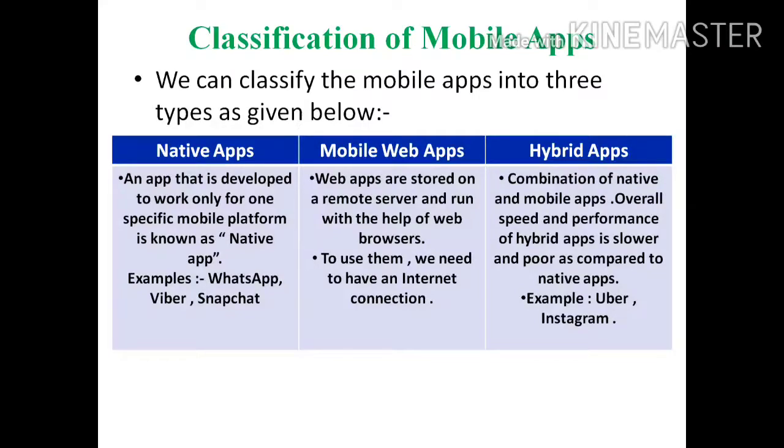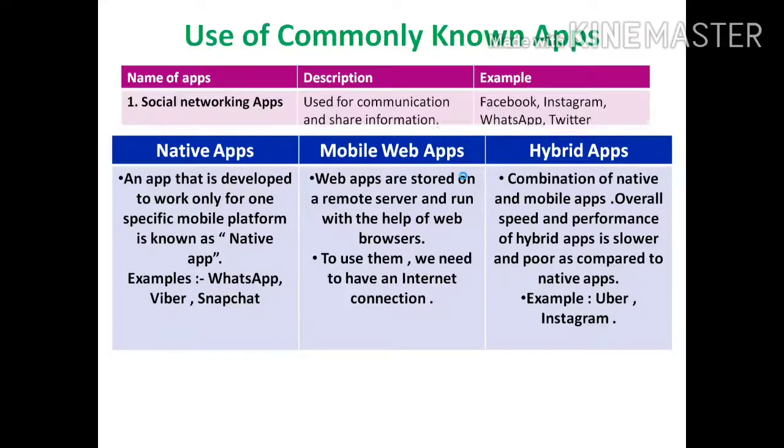Okay, now the third type is hybrid app. A hybrid app is a combination of both native apps and mobile web apps. The overall speed and performance of a hybrid app is slower and poorer as compared to a native app. Examples of this are Uber and Instagram. Okay, this is all about the classification of mobile apps.